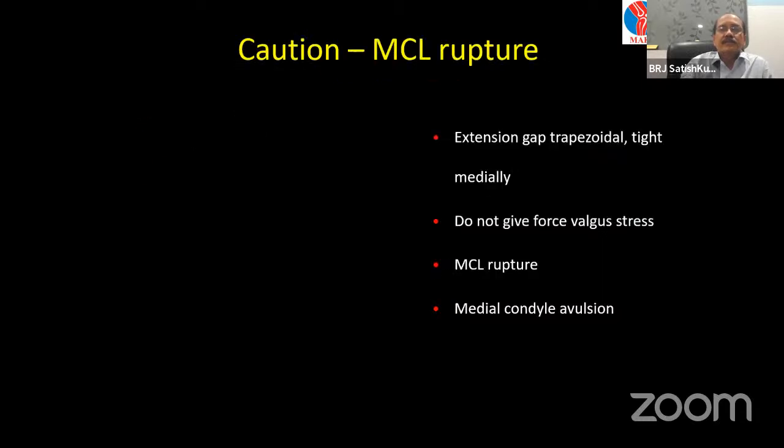Another thing is, if you see that the extension gap is trapezoidal and tight, you do not force and give valgus stress with the insert or without the insert, especially with the insert. The insert has gone in on the lateral side, but on the medial side the insert is not going. Now you try to give a valgus stress and push the insert inside. What happens? The MCL can get ruptured, especially in patients with strong bones, or in patients with weak bones, like in rheumatoid, there can be a medial condyle avulsion.